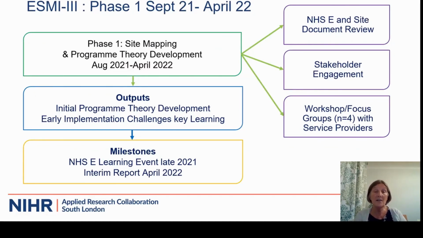Phase 1 has just started and runs till April 22, and this will involve site mapping and program theory development. So we will be reviewing the documents for each site, involving stakeholders in the program theory development. There will be workshops and focus groups with service providers. The outputs will be the initial program theory development and some identification of early implementation challenges. And we are aiming to have an e-learning event late this year and an interim report in April.